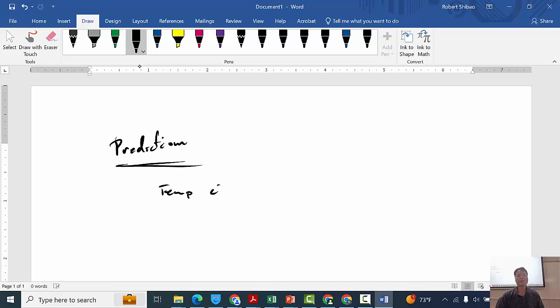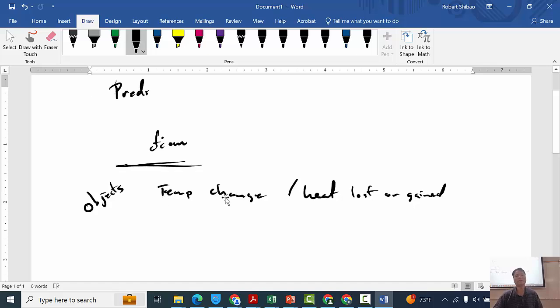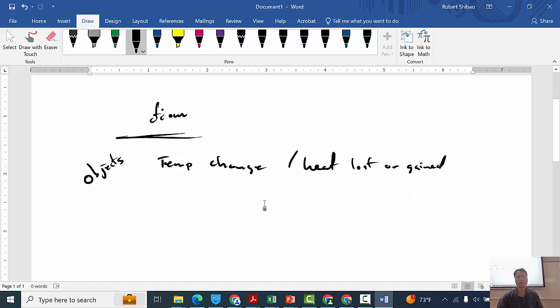And so temperature change, and then energy absorbed or emitted. So we'll just say heat lost or gained. This is for objects. And when we do these, if we ever need to know what the temperature change is or how much heat is gained or lost for an object, then these are the equations we use.